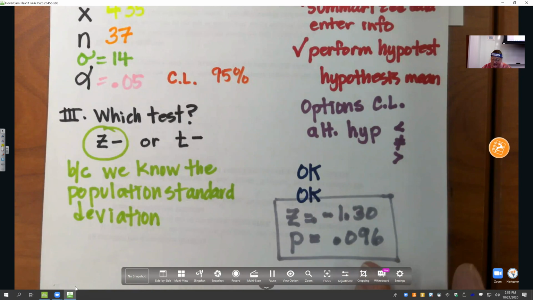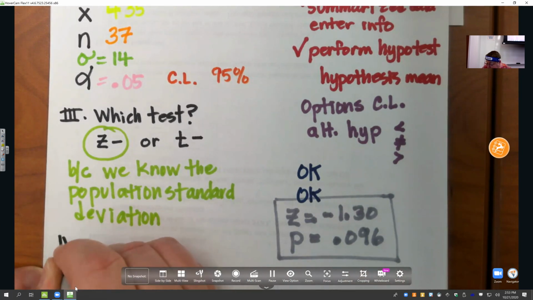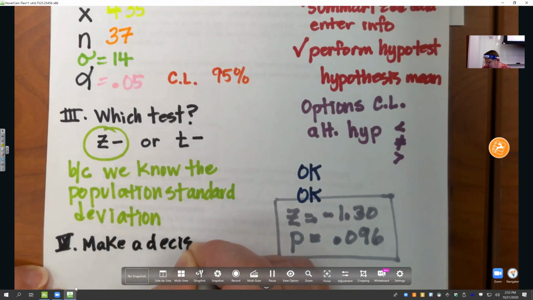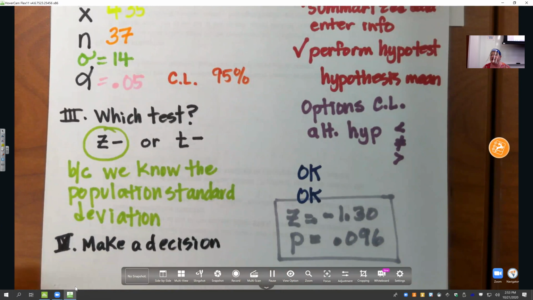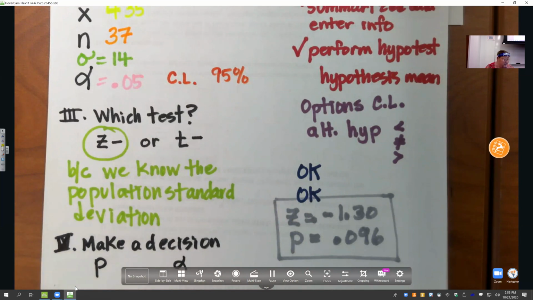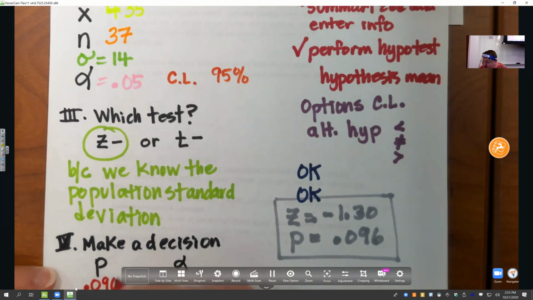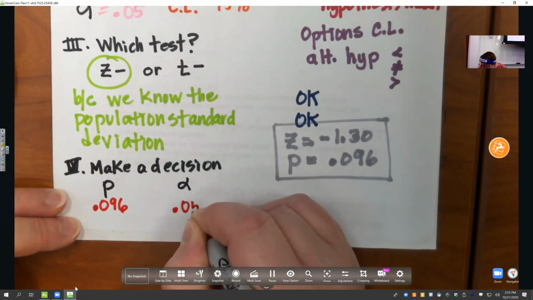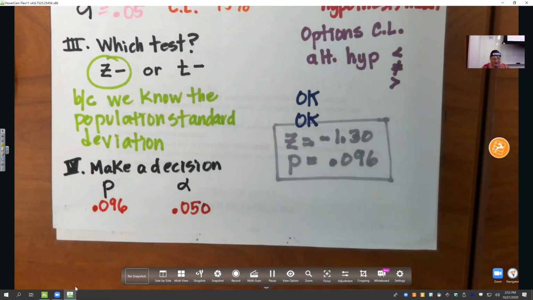Then I'm down to step 5, where I'm going to make a decision. I'm down to my deliberation. Are they guilty or not guilty? To make that decision, remember we compare the p to the level of significance. So I have my p-value from Minitab, which is 0.096. My significance level from the problem is 0.05, and I'm going to add a 0 so that they both have 3 decimal places.